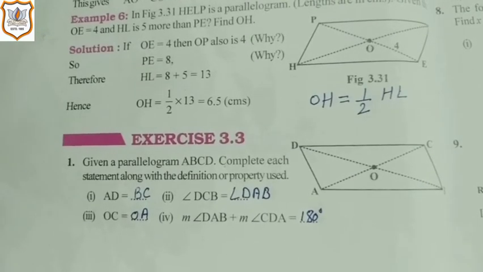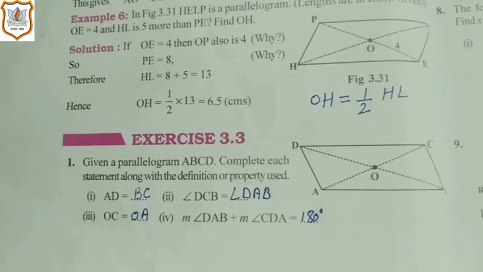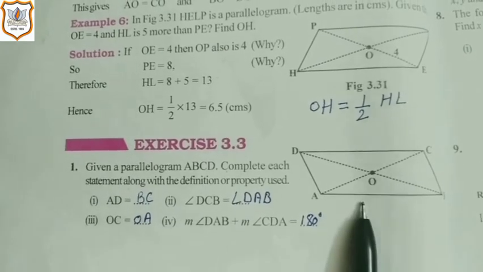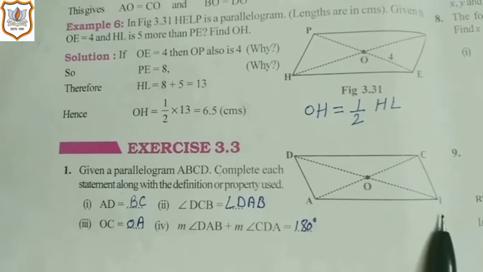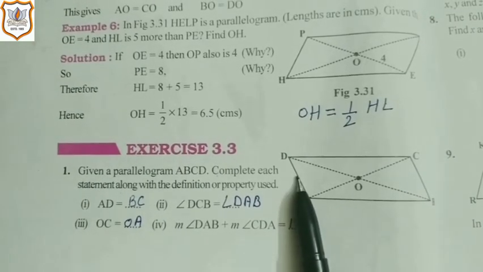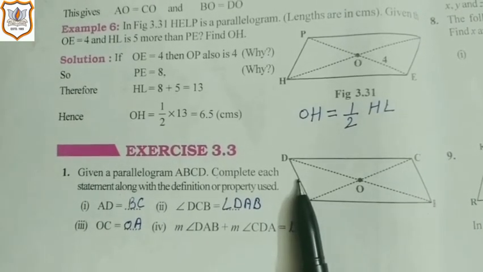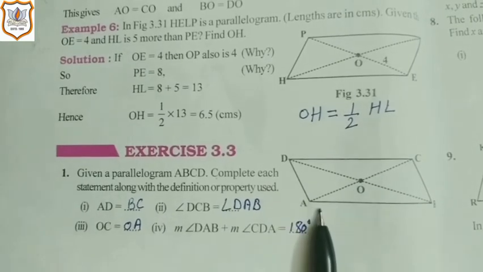Hello students, today we will solve exercise 3.3. Let's start. We take first sum. Look at the figure. This is a parallelogram ABCD. Complete each statement along with the definition or property used.